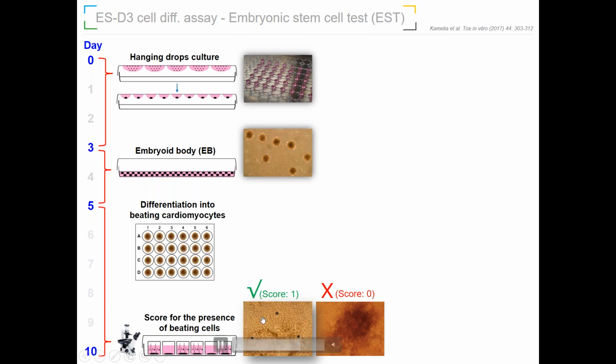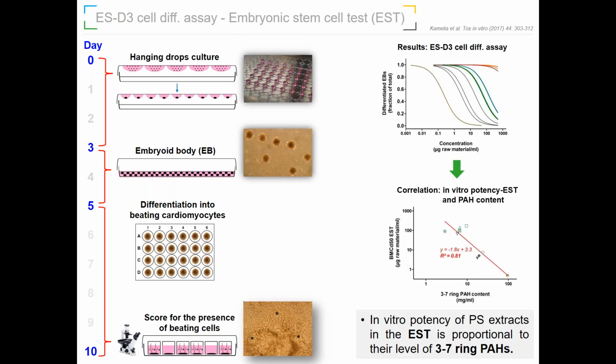So here I give an example. If a well contains beating cells or beating cardiomyocytes, then a score of 1 is given. If not, a score of 0 is given. So here are the obtained results.